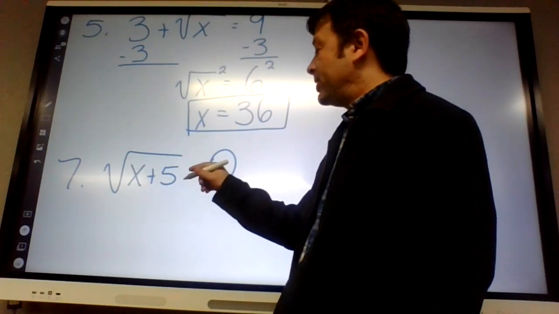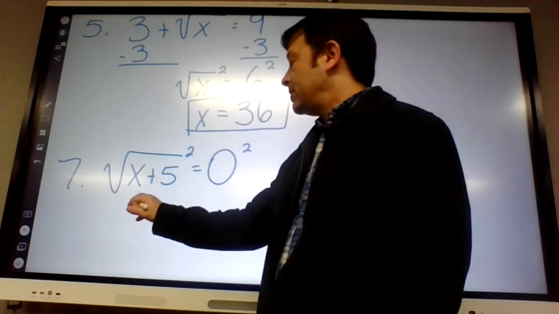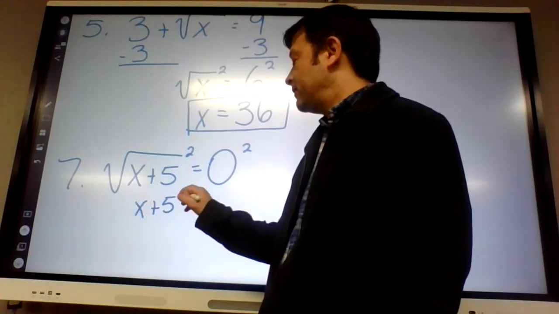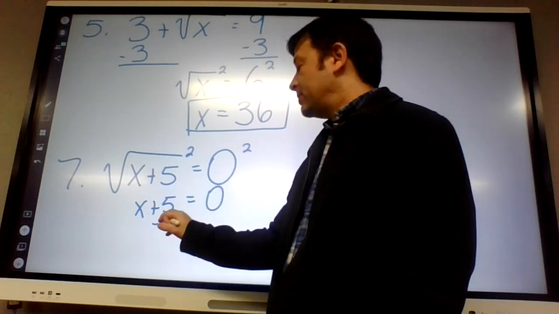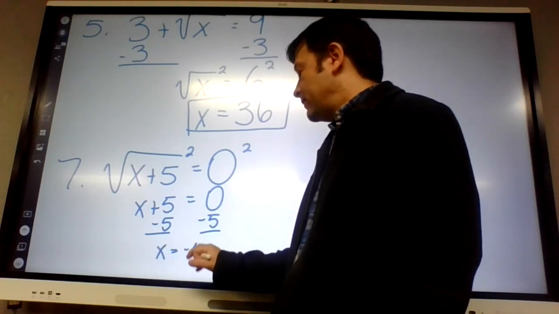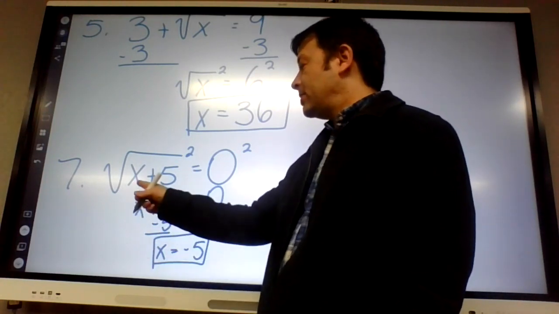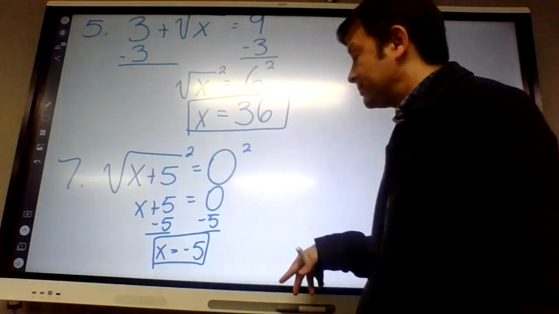Let's go ahead and do it algebraically. How do I get rid of the square root? Square. So I get x plus 5 equals, what's 0 squared? 0. If I subtract 5, I get negative 5. Does it work? Yeah, we kind of already talked about it. Negative 5 plus 5 is 0. Square root of 0 is 0.